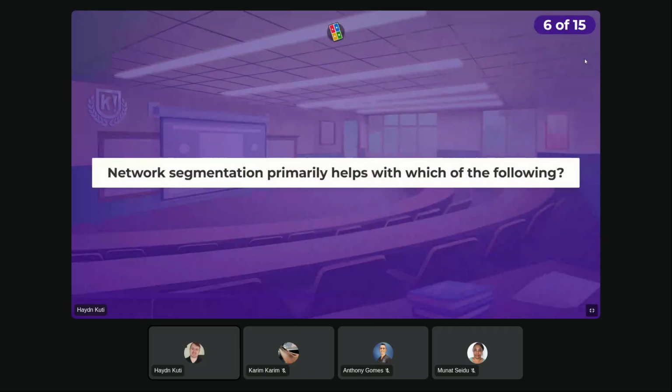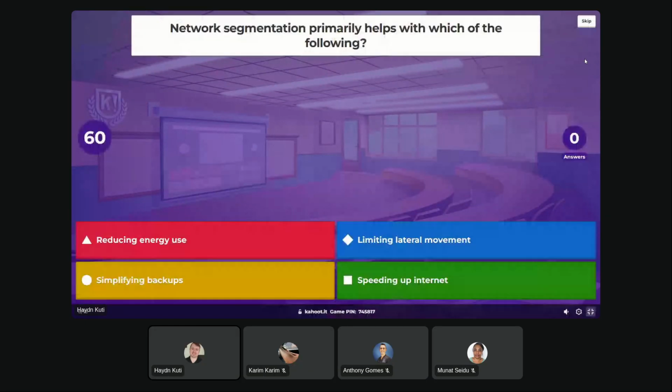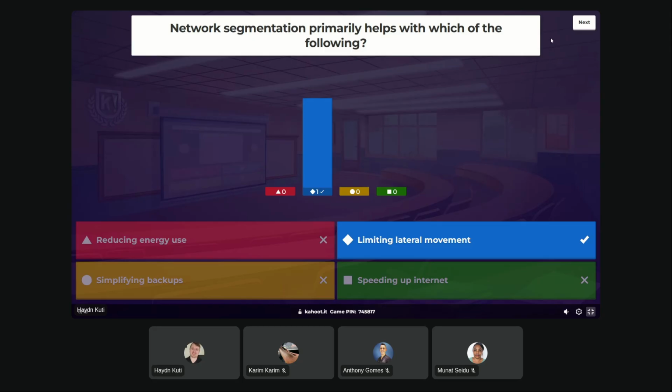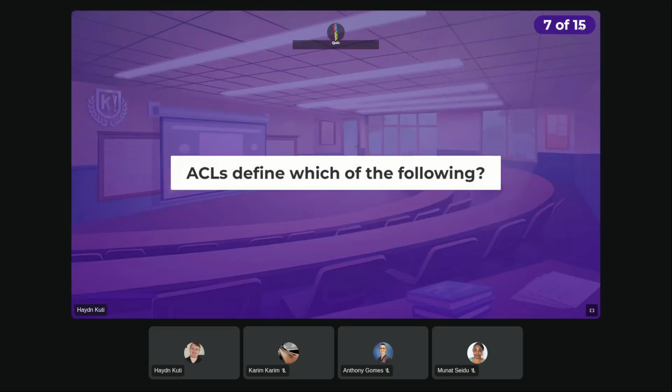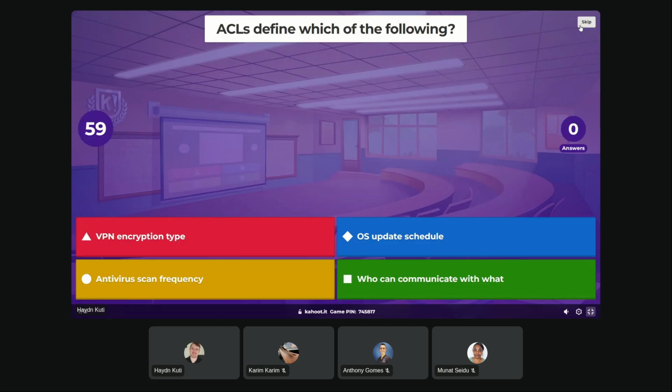Network segmentation primarily helps with which of the following? Reducing energy usage, limiting lateral movement, simplifying backups, speeding up internet. Excellent. ACLs define which of the following? VPN encryption type, OS update schedule, antivirus scan frequency, or who can communicate with what?